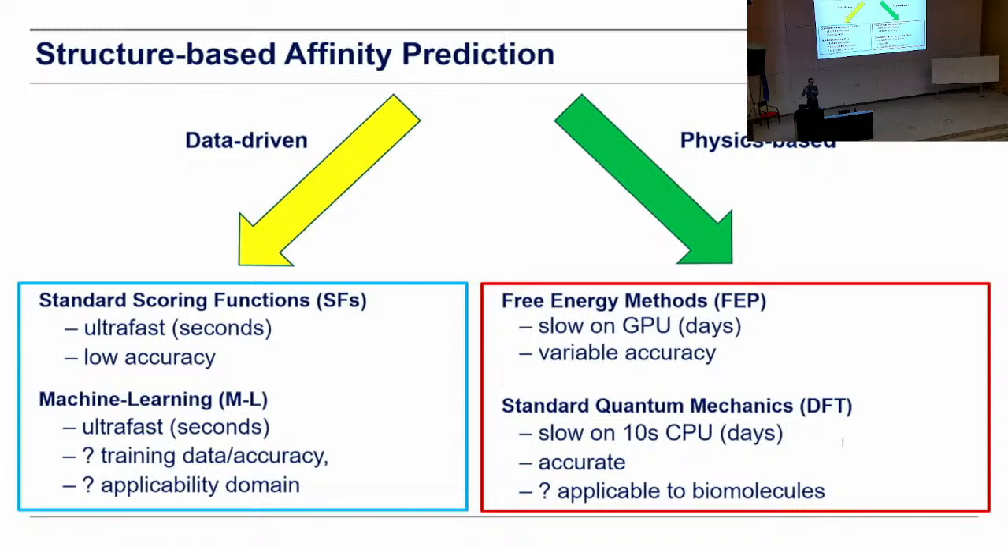On the other hand, the physics-based methods have traditionally been based on molecular mechanics, which means classical physics applied to molecules. And if you use Newton's equations of motion, then you go to molecular dynamics, where you can get not only movements, but also affinities.